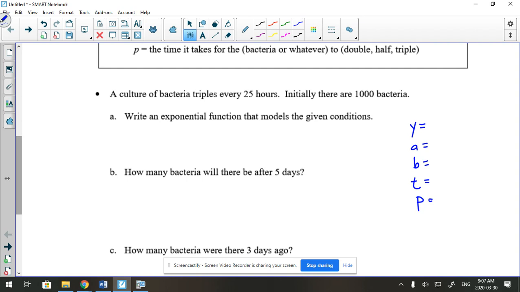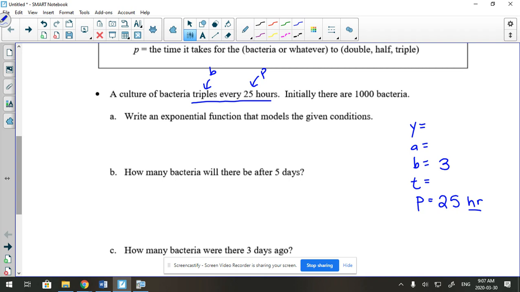So it says a culture of bacteria triples every 25 hours. These are your B and P value. Your B and P value are always closely linked. So if it says triples every 25 hours, this is your B value, and this is your P value. And they're usually grouped together. Triples means 3. So my B value is 3, and my P value here is 25 hours. I like to write down the unit for my P because you have to be careful. If I have another time, I have to make sure it's also in hours or the formula won't work.